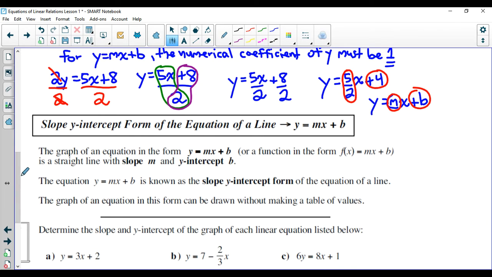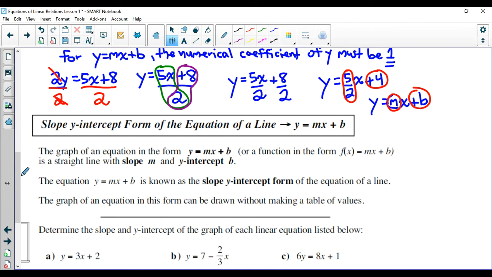Okay, so this just summarizes everything now. It says the graph of an equation in the form y equals mx plus b, or if we want to write it in function notation, we're not going to worry too much about function notation in this unit. Instead of writing the output y, you can write down the output of f as a function of x. So you could write down y equals mx plus b, or f of x equals mx plus b, is a straight line that has a slope of m and a y-intercept of b.